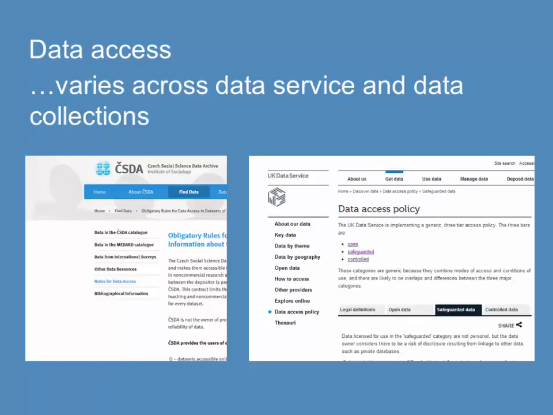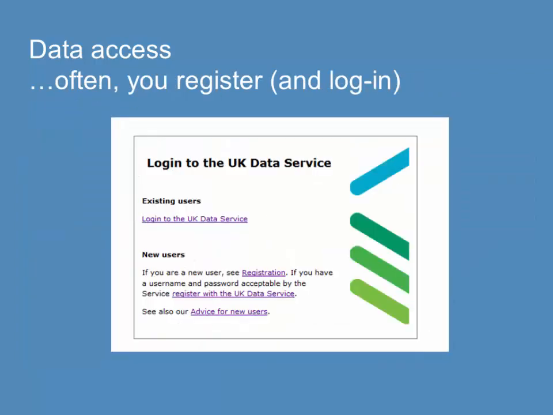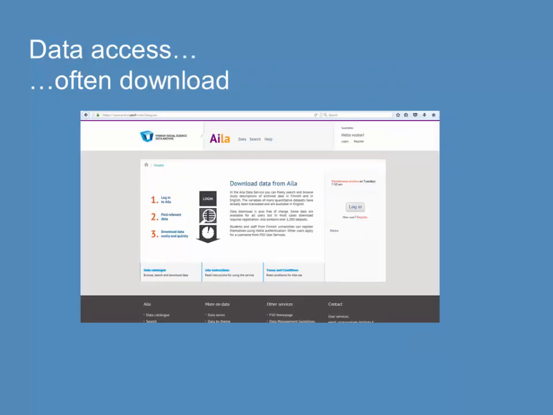Access arrangements vary across data services and data collections. Often, to access data you need to register, and in some cases you may need to wait for a username and password. You may also be asked how you will use data, a requirement that helps data creators and data services understand the impact of their work. You can then often download data directly from the catalogue or request data online.